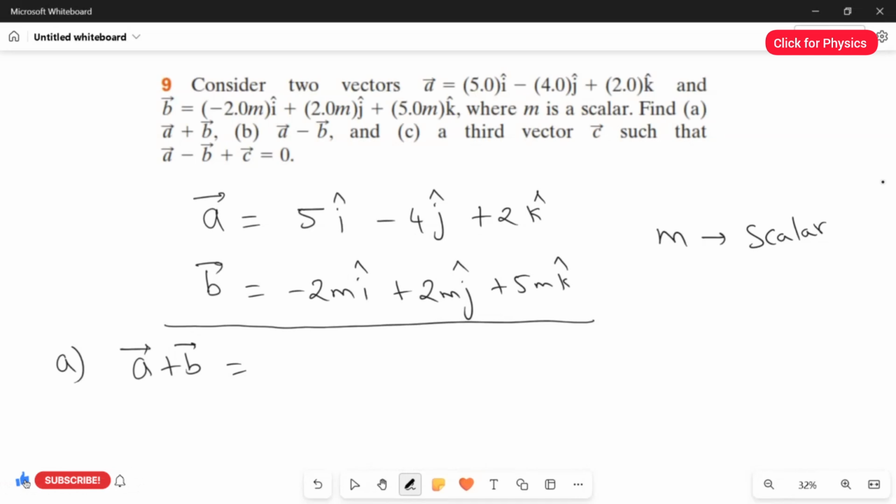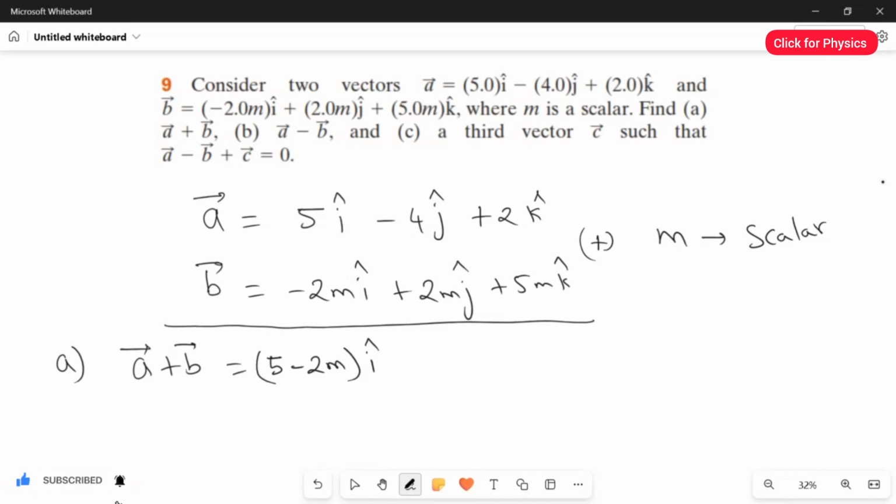So what you have to do when you are going to add A and B is add 5 plus minus 2m. Here we have the plus symbol because we are going to add. So 5 plus of minus 2 means we write plus into minus, which gives minus. So what you will get is minus 2m, and then i cap.